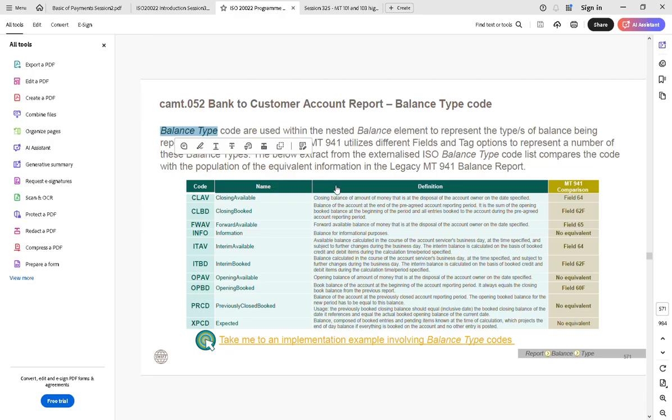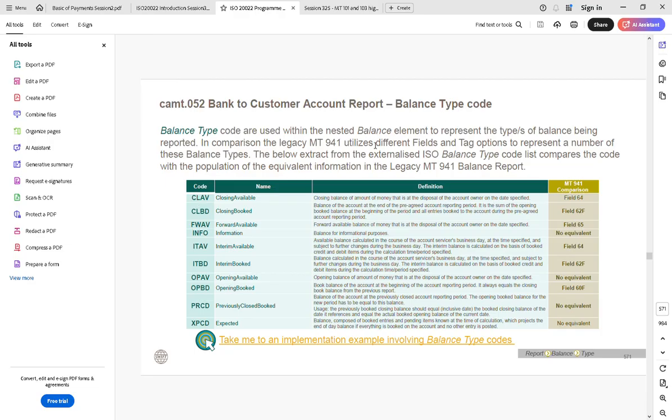Balance type scores are not here. They ask us to refer to the external website of ISO 20022. What other different balance codes are there? Okay, so that's why it is there. These codes are not here in that. So these are different codes which are used for the account balance type code.